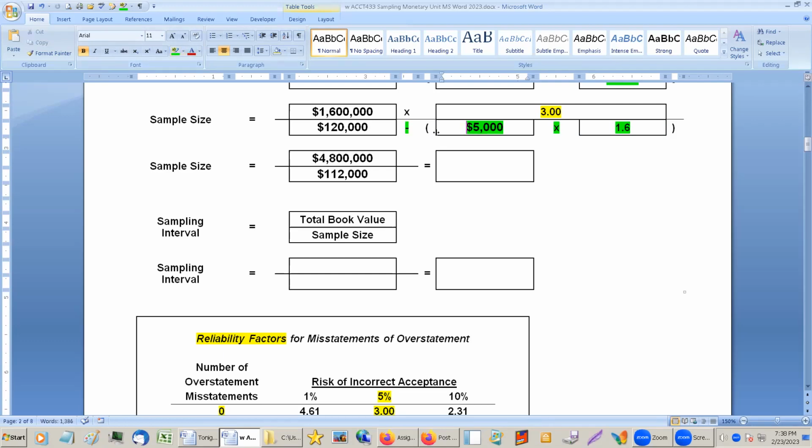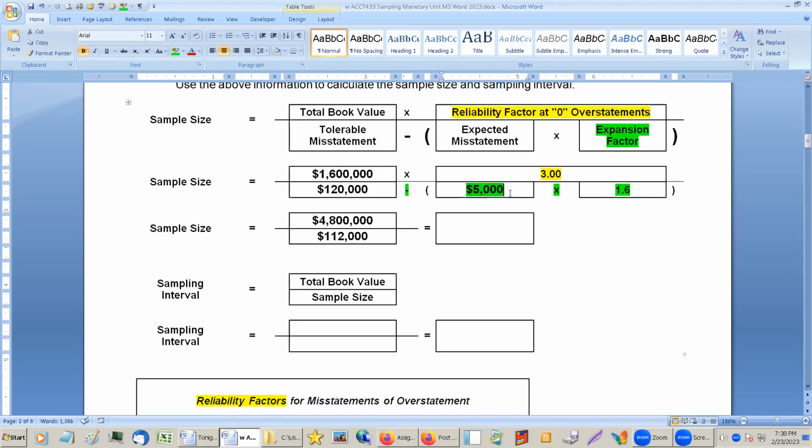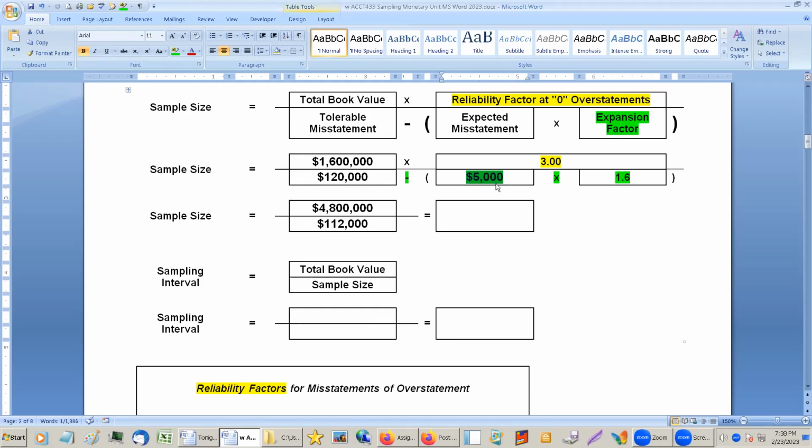Yeah, it's kind of a wacky formula, but I'll tell you how it kind of works. The more you expect it to be misstated, the bigger the sample is going to be. And at some point, if you expect the misstatement to be too high, you can't use this method because it'll become a negative. For instance, if you expected it to be out by 150,000, you couldn't use this method.